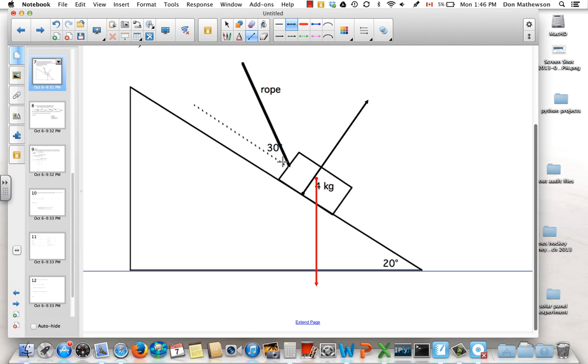Now, we're going to need to resolve this rope force into components. Firstly, there'll be a component parallel to the ramp. Then there'll be a component perpendicular to the ramp.